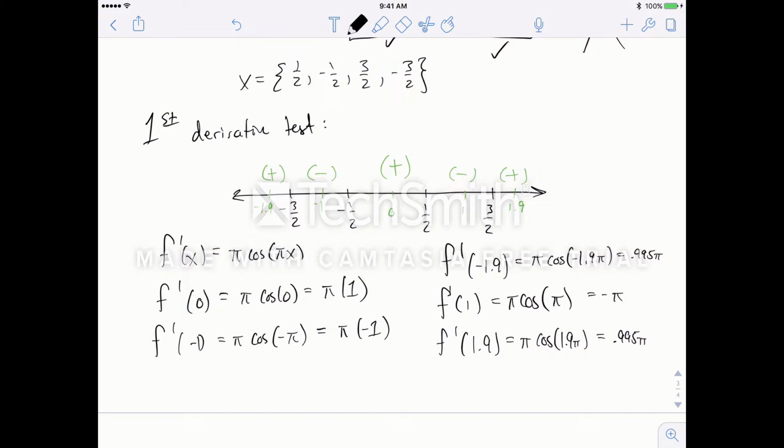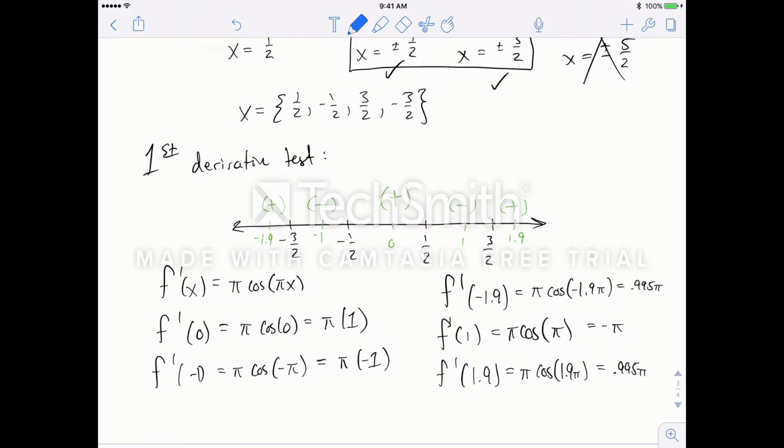or a local min. So if you can't remember which way it goes, you can draw a little picture. So if our slopes go from positive to negative, we have a local max. And if they go from negative to positive, we have a local min. So this again is positive to negative, and this is negative to positive.